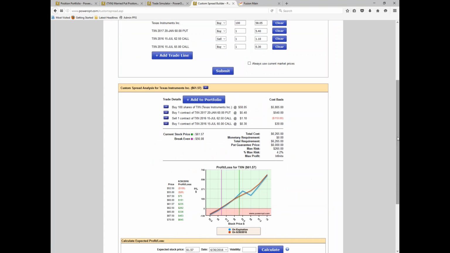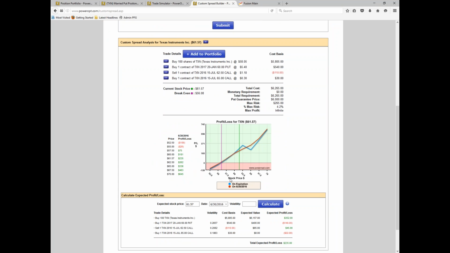And notice at the same time, the halfway point on June 30th, we have something that almost looks like just a straight stock position, but we know we've limited the loss to 4.2%. Okay, so this essentially is income method number 6.